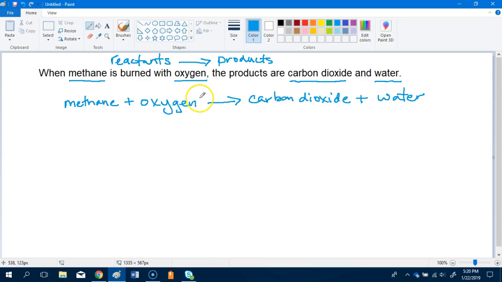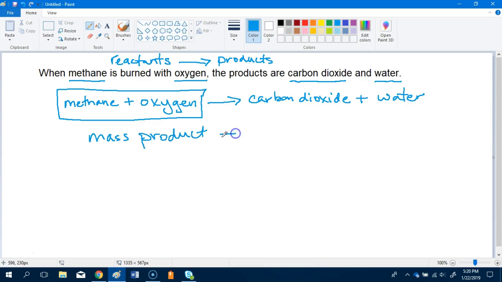So what that means is that whatever the mass of the reactants is, that's going to equal the mass of the products. So the mass of the reactants going in will equal the mass of the products that were created. And there won't be anything left over if all of the reactants are used up to make the products.